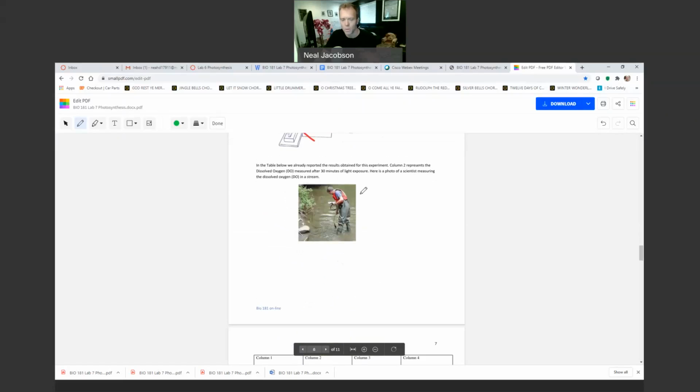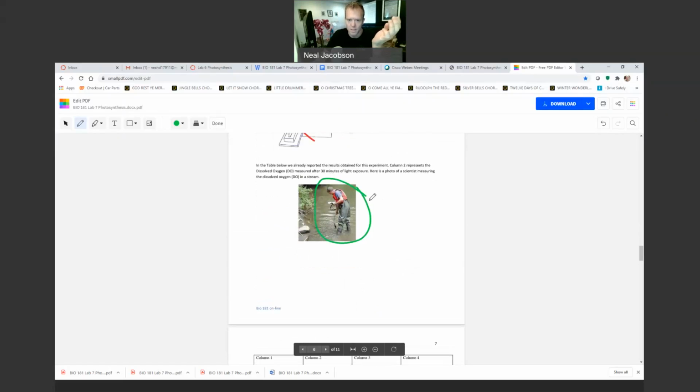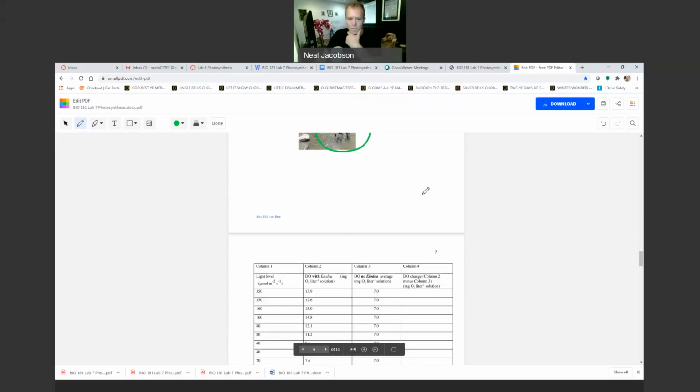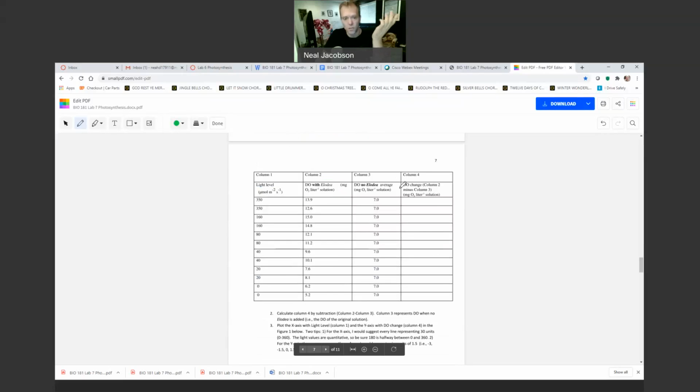And then in the table below, we are reporting the results that were obtained for this experiment. So lucky for you guys, you don't actually have to sit for 30 minutes and wait for this thing to take place. It's already been done for you. And there's a cool little photo of this guy measuring dissolved oxygen in the Salt River, which is something you can do. Dissolved oxygen, obviously, fish need it to survive. So a good question is, how much oxygen is available for the aquatic life in our rivers?